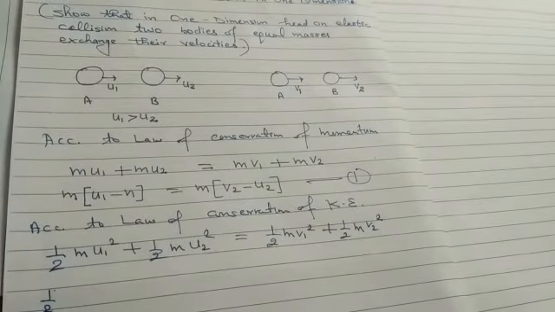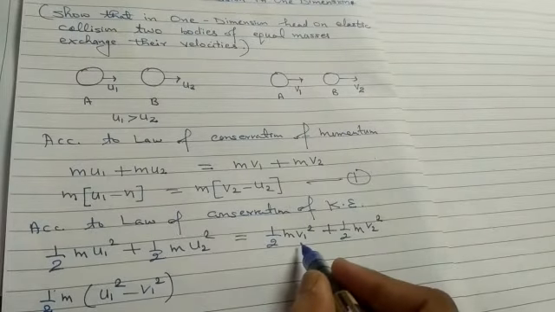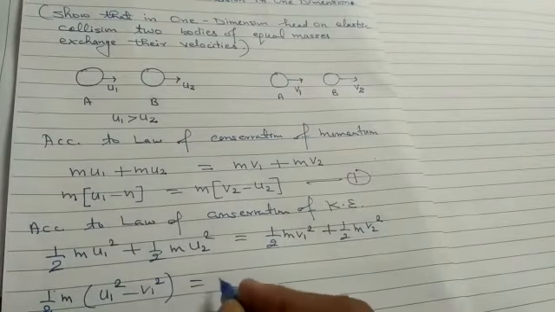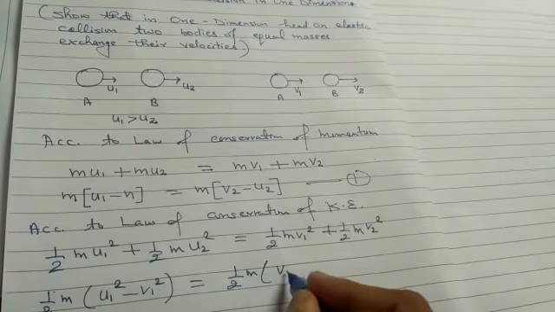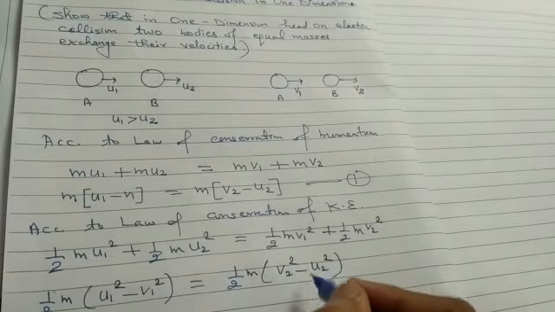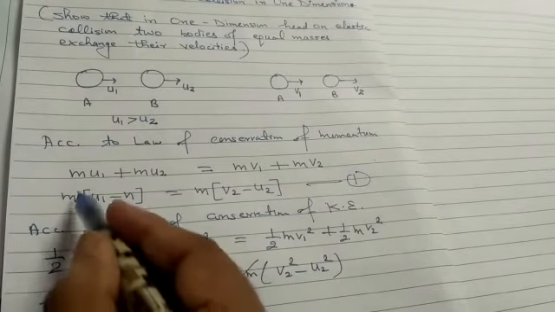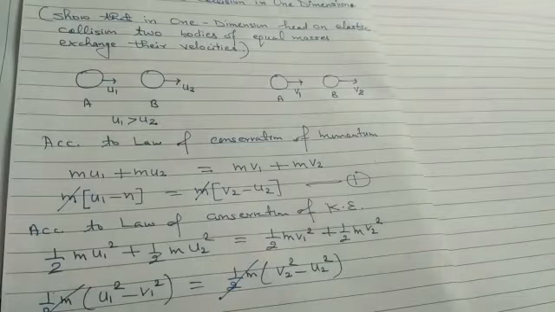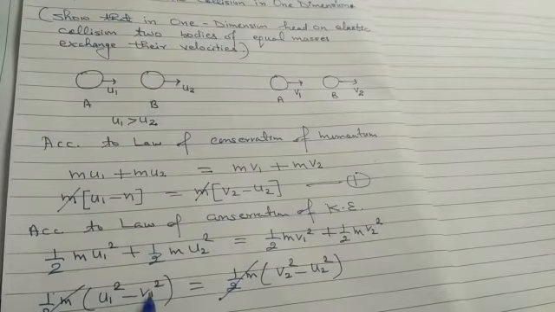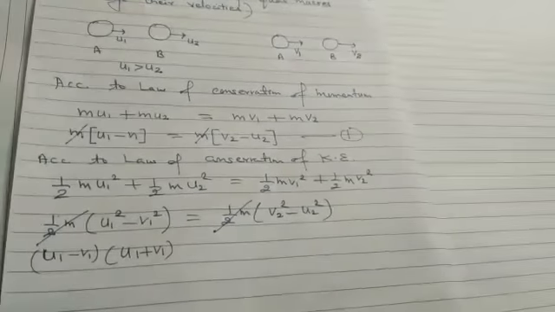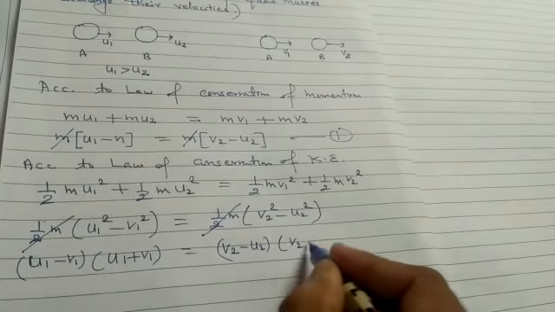Again this can be modified: half m can be taken common, and the rest is u1 square minus v1 square. The term half m v1 square can be shifted to the left-hand side like this. The other term, half m u2 square, can be shifted to the right-hand side and half m taken common, that is v2 square minus u2 square. Now the constant half m cancels, likewise the m from the first equation, and we can write u1 minus v1 times u1 plus v1, using a square minus b square. Like this way, v2 square minus u2 square can be written as (v2 minus u2)(v2 plus u2).